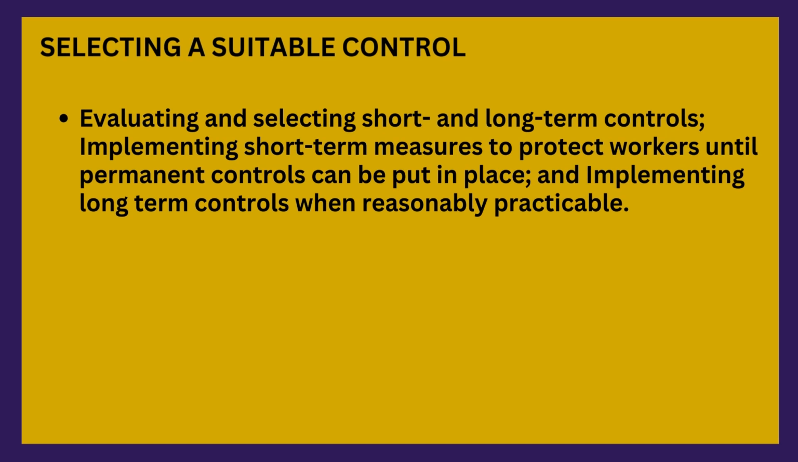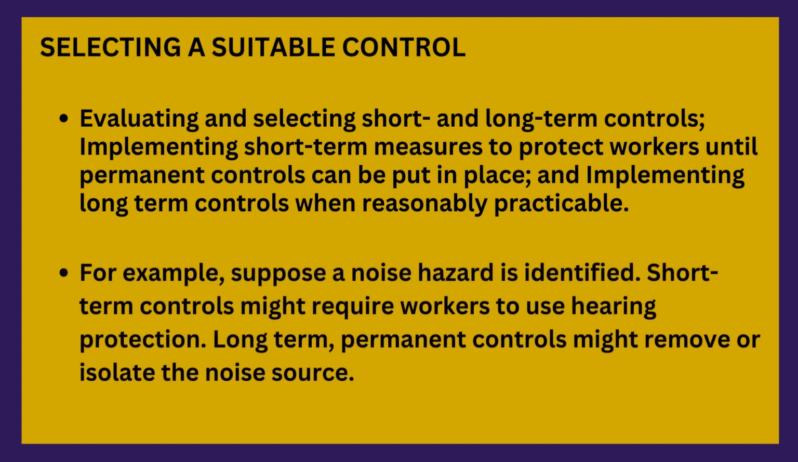So how to select a suitable control? Evaluating and selecting short and long-term controls, implementing short-term measures to protect workers until permanent controls can be put in place, and implementing long-term controls when reasonably practical. For example, suppose a noise hazard is identified. Short-term control might require workers to use hearing protection. Long-term permanent controls might remove or isolate the noise source.